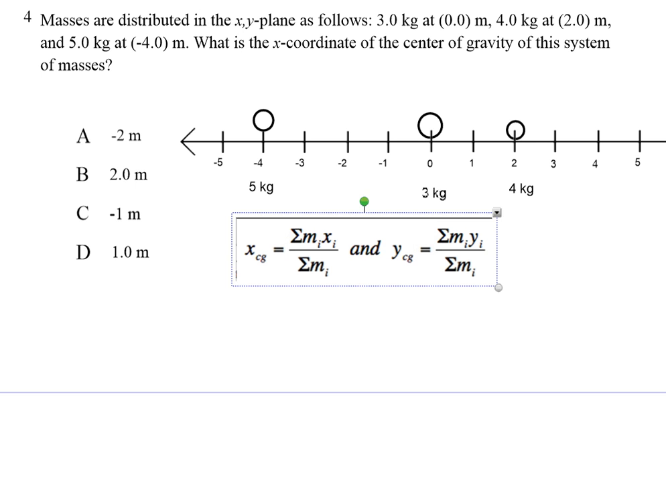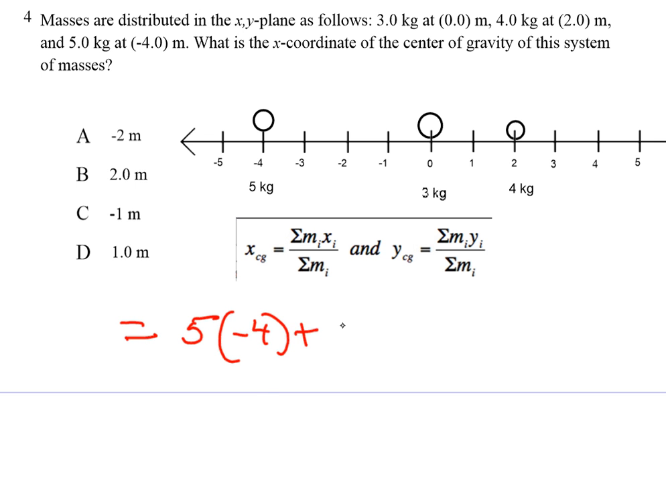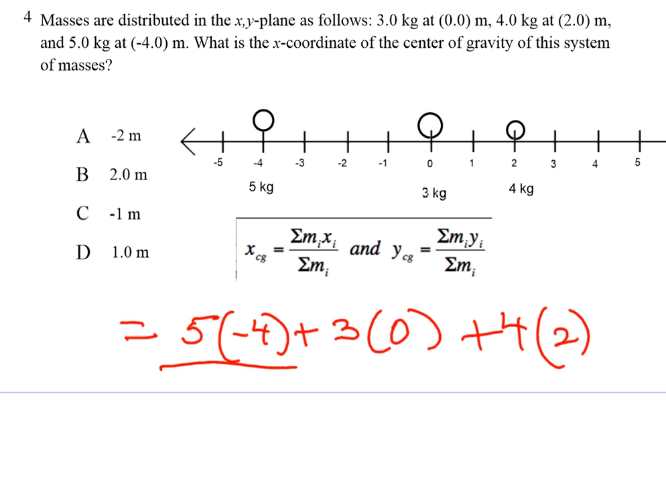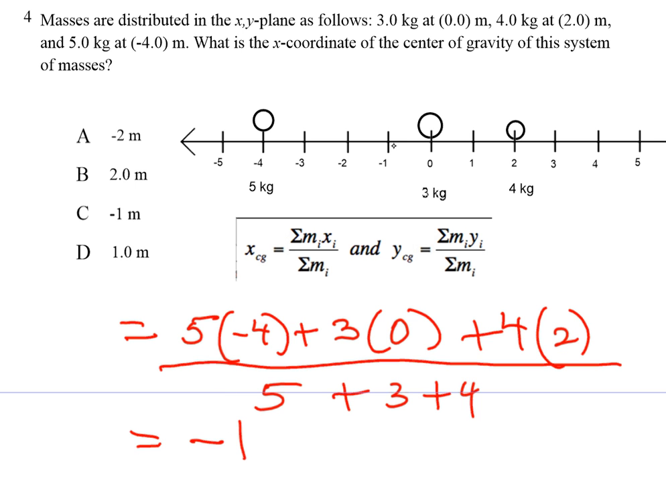this will be the 5 kilogram mass on the left multiplied by its position, plus the 3 kilogram mass multiplied by its position on that line, plus the 4 kilogram mass multiplied by its position, divided by the sum of all the masses. That's 5 plus 3 plus 4 kilograms. And if you do the math here, the position comes out to be at -1. In other words, this point right here will in fact be the center of mass of this system.